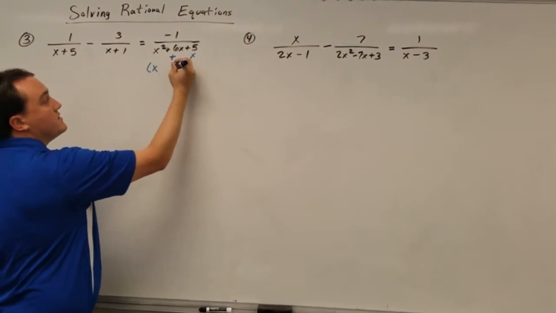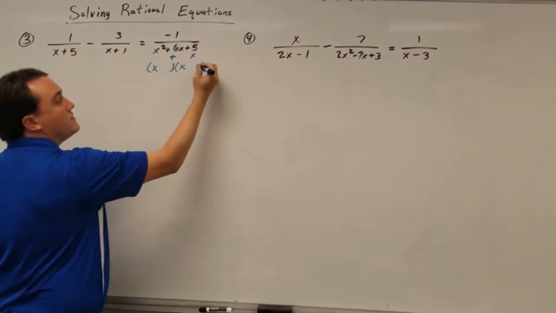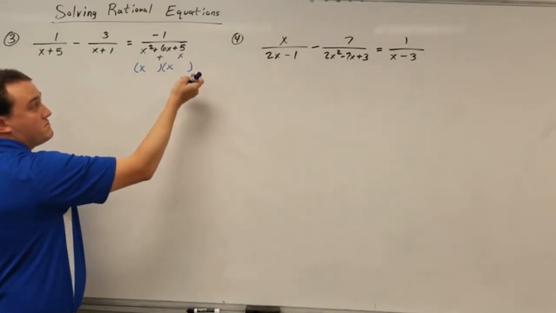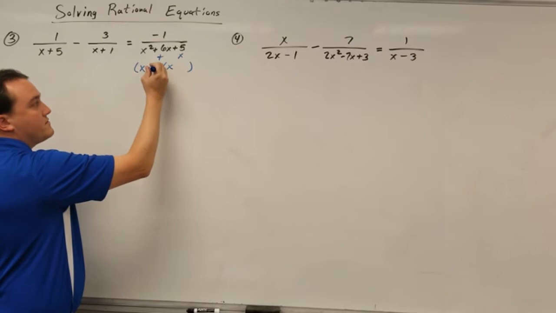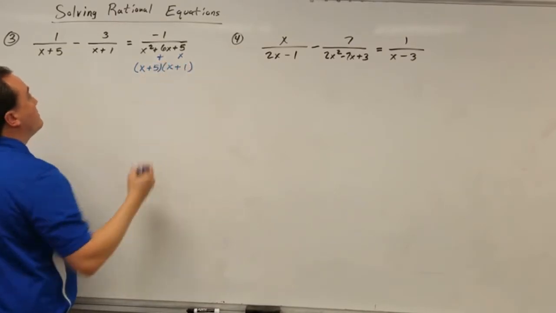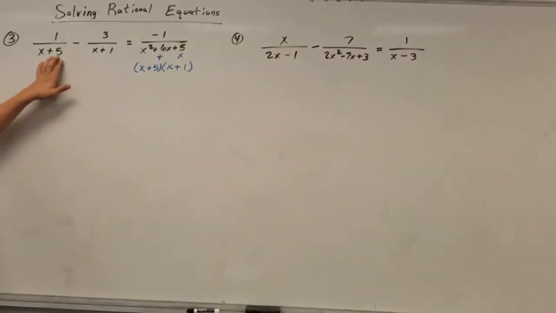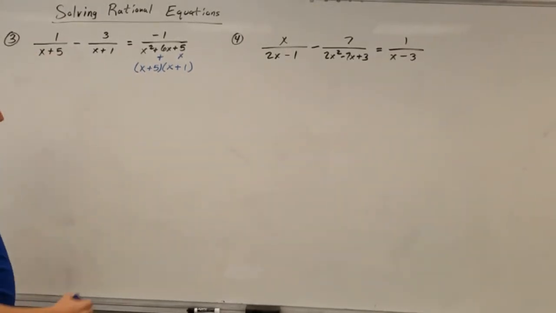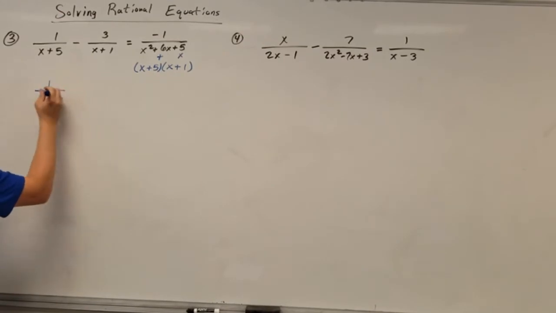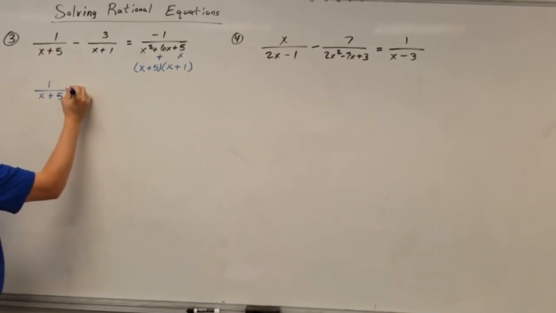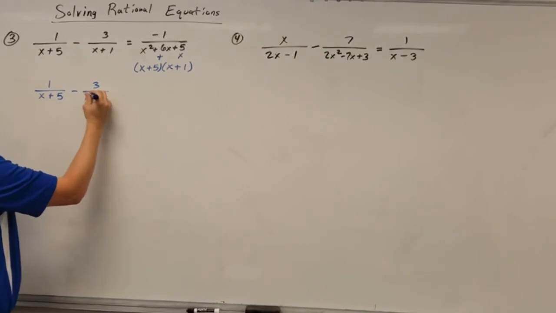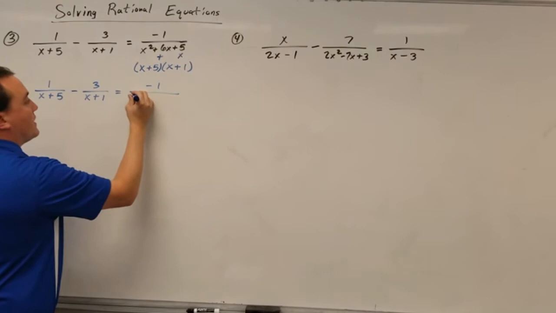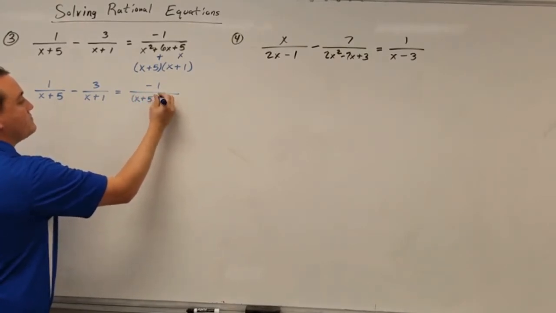You have x first in both. What multiplies to equal 5 that adds up to 6? Like 5 and 1, right? So it's positive 5 and positive 1. Okay, and you can notice that it matches with these. So that's like a key thing, because that helps us get our common denominator. So we have 1 over x plus 5 minus 3 over x plus 1 equals negative 1 over (x plus 5)(x plus 1).